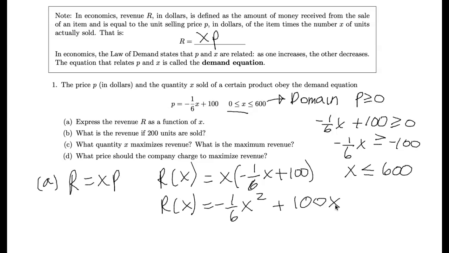And just some things to notice when we look through the rest of these parts. For part B, we want to know what is the revenue if 200 units are sold, what quantity X maximizes the revenue, what is the maximum revenue, and what price should the company charge to maximize revenue.